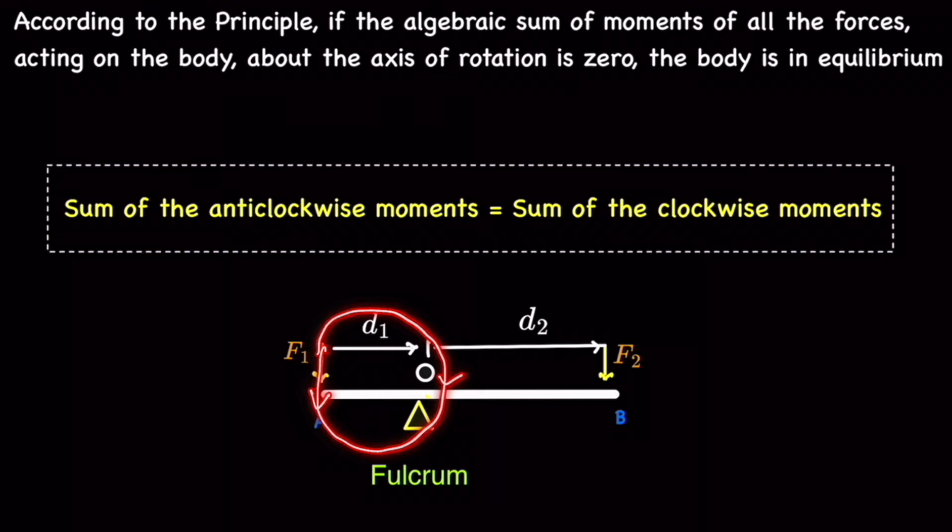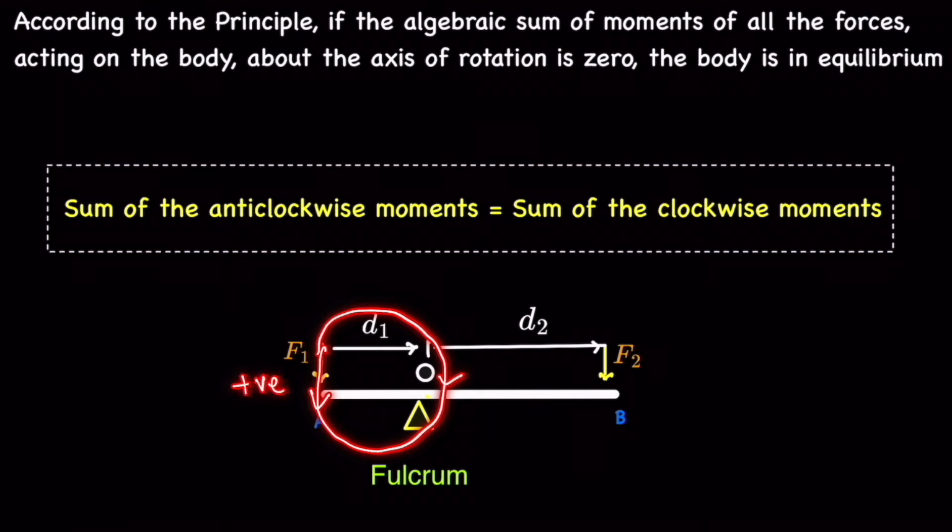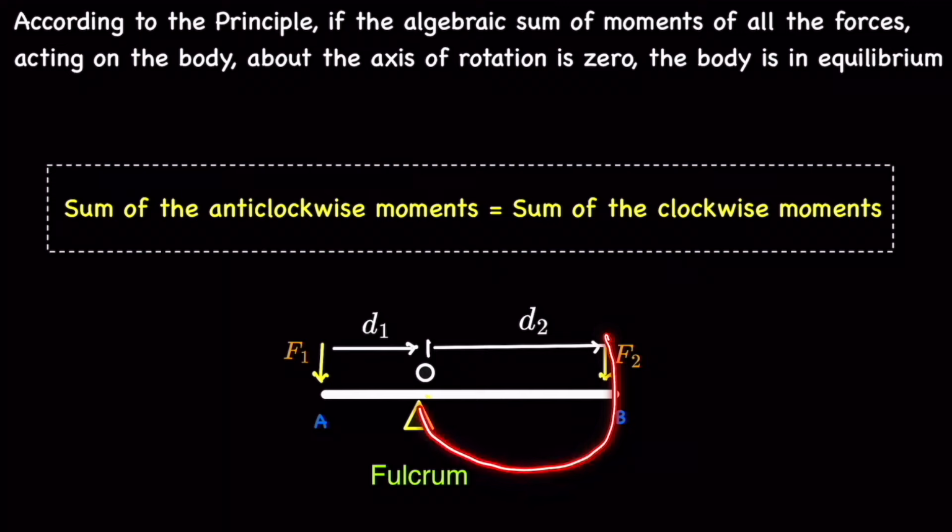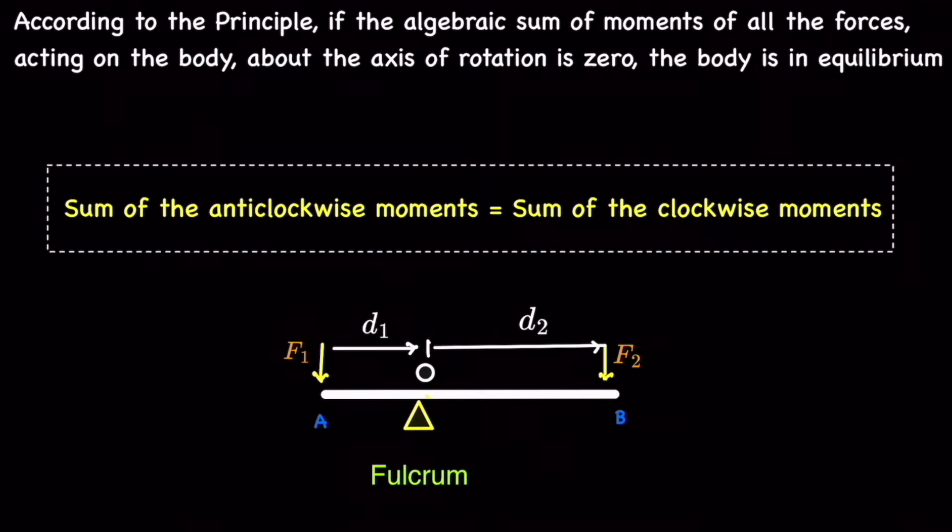So in this case, it is positive. Here you see F2, where it is going in the clockwise direction, so it is negative. So the moment of force at A is F1 into D1 and the moment of force at B is F2 into D2.